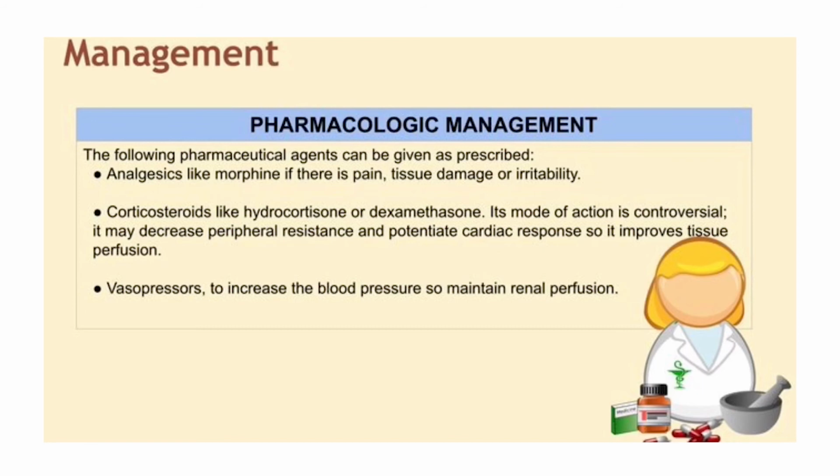First is the analgesics, like morphine, if there is pain, tissue damage, or irritability. Another is corticosteroids like hydrocortisone or dexamethasone. Their mode of action is controversial. They may decrease peripheral resistance and potentiate cardiac response, so it improves tissue perfusion. Tissue perfusion, we could think of it as the delivery of blood to a capillary bed in tissue. Another is vasopressors. This is to increase the blood pressure to maintain renal perfusion.